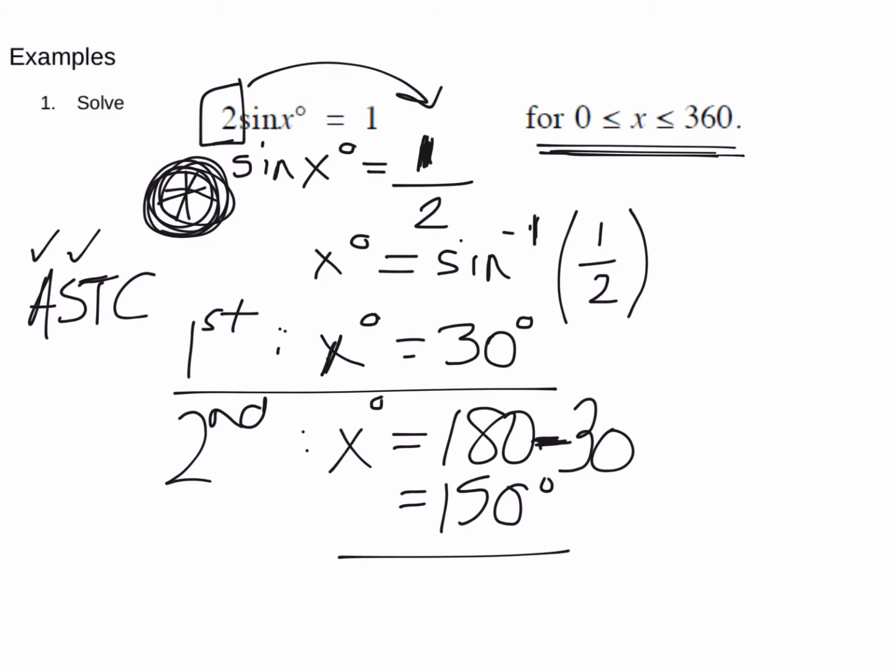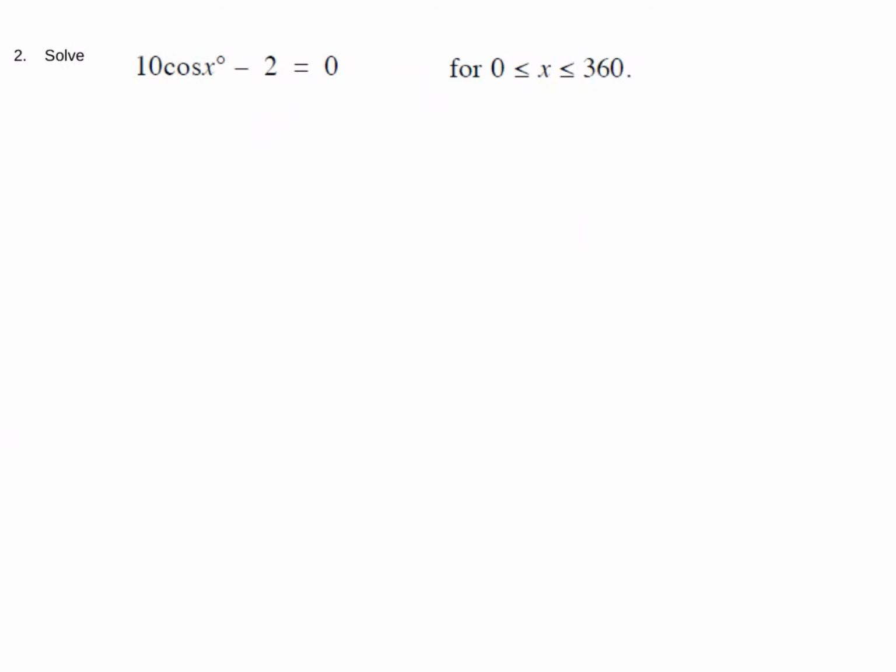Let's try another one. There we go. Next one. Again, we're looking to get x on its own. Well, first of all, it'll be cos x on its own. Get x on its own, everything else on the other side. First thing to move across is just like linear equations. We've got 10 cos x equals, we're going to move that minus 2 across.